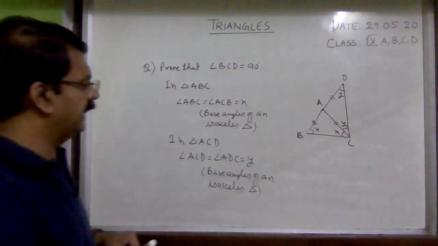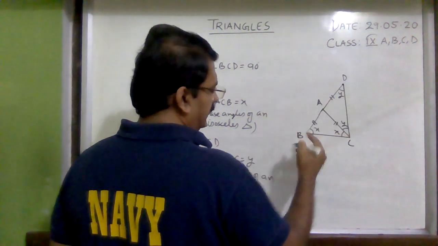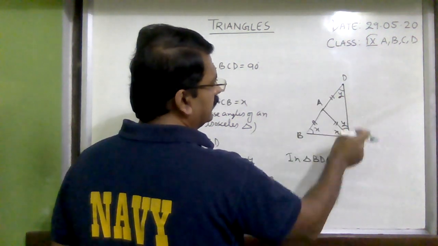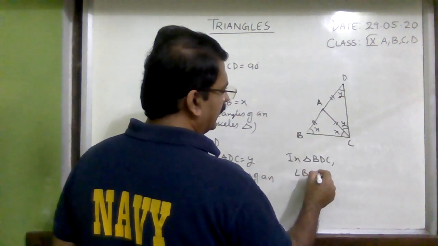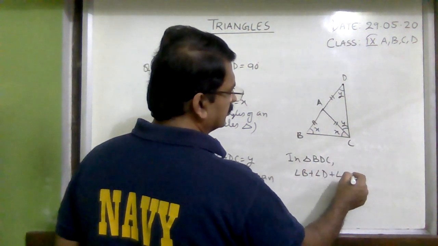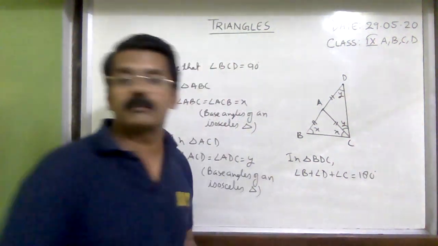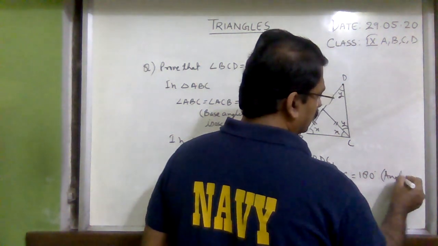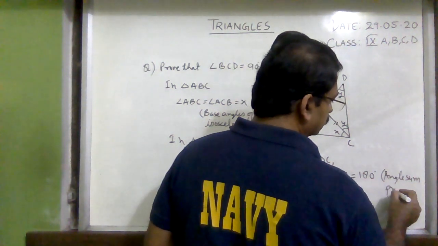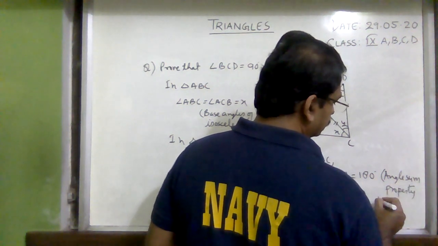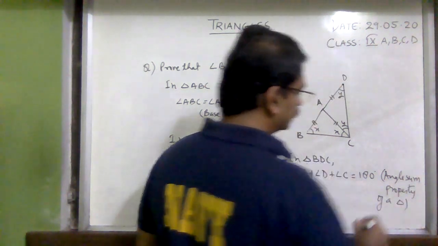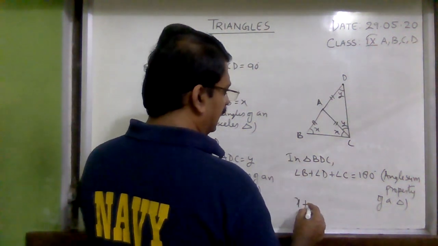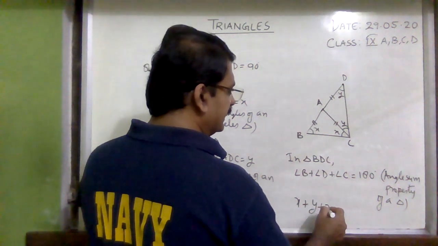Now in triangle BDC, angle B plus angle D plus angle C is equal to 180. That is the angle sum property of a triangle. Now angle B is what? X. Angle D is Y. And angle C is X plus Y.